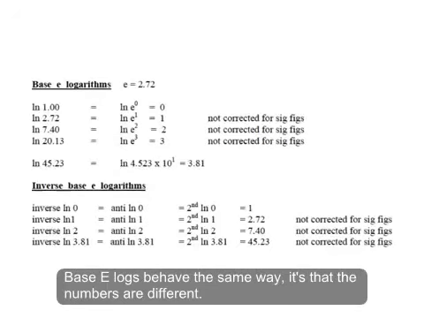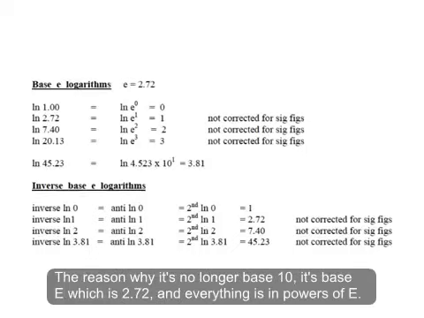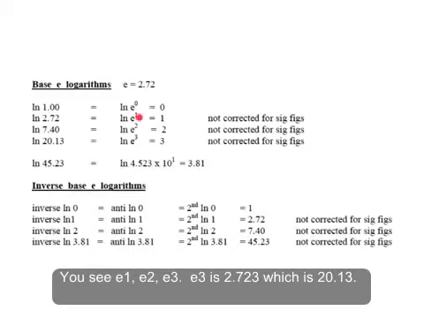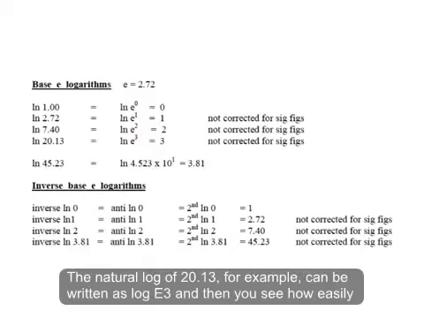Alright, now base E logs behave the same way, it's just that the numbers are different. The reason is that it's no longer base 10, instead it's base E, which is 2.72. And so everything is in powers of E. So you see e to the power 1, e to the power 2, e to the power 3. E to the power 3 is 2.72 to the power 3, which is 20.13.